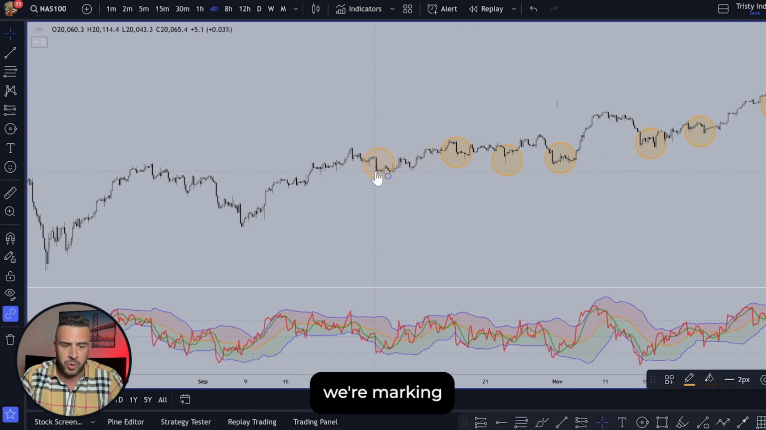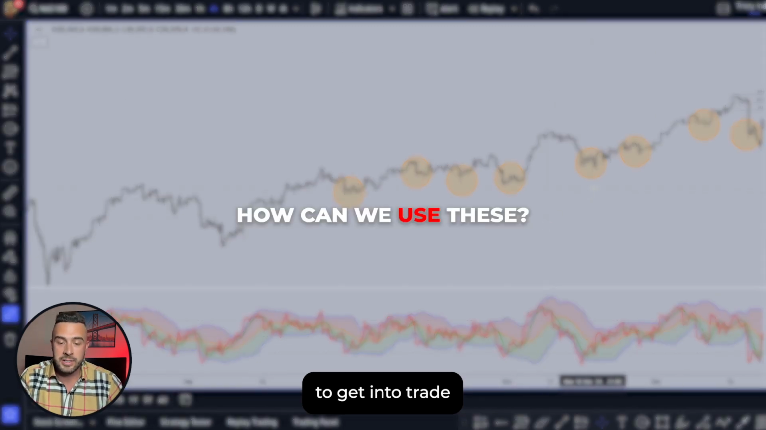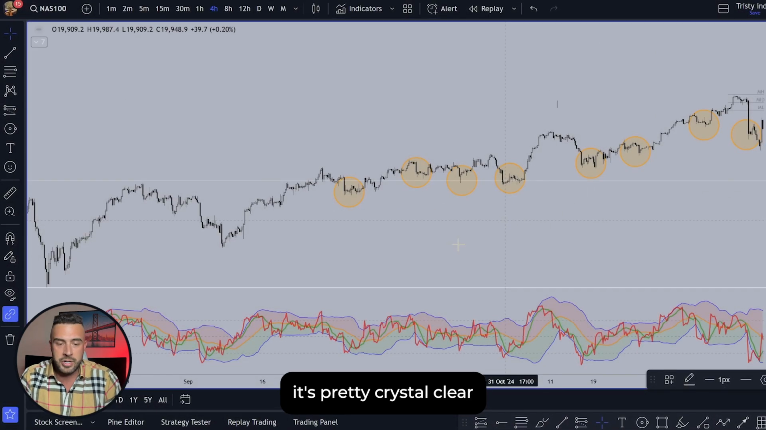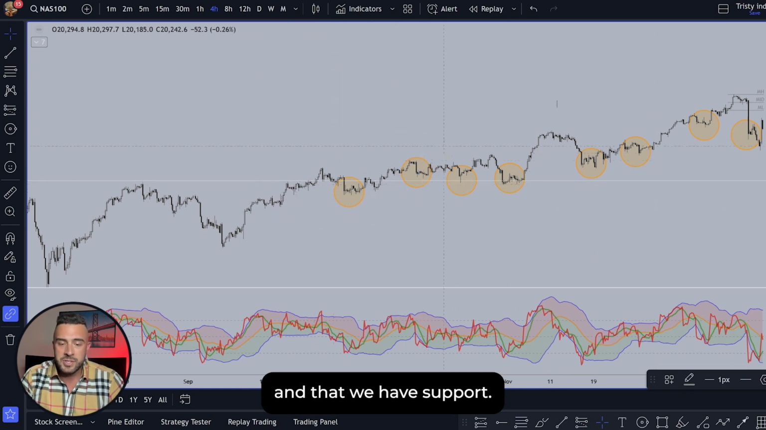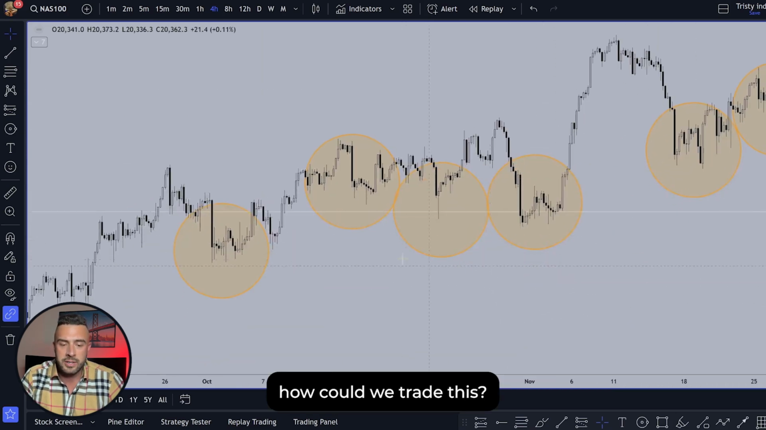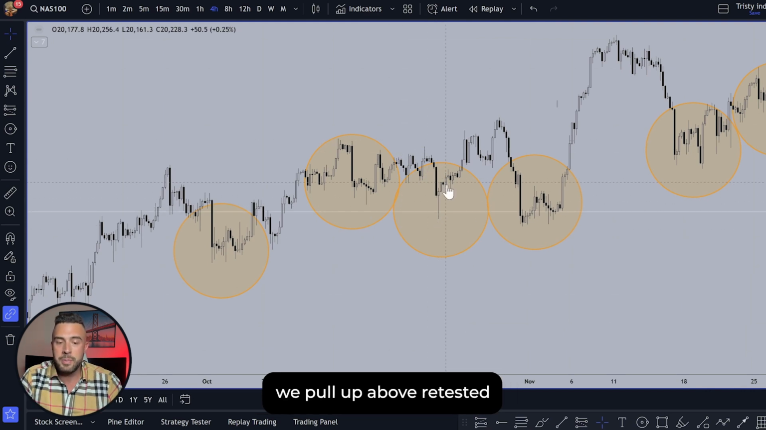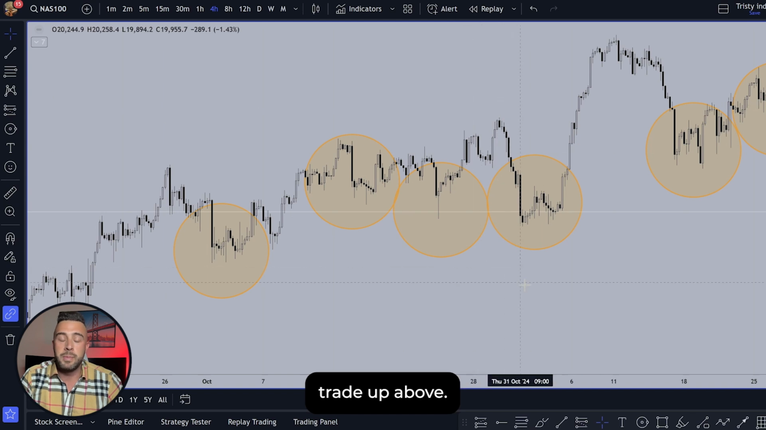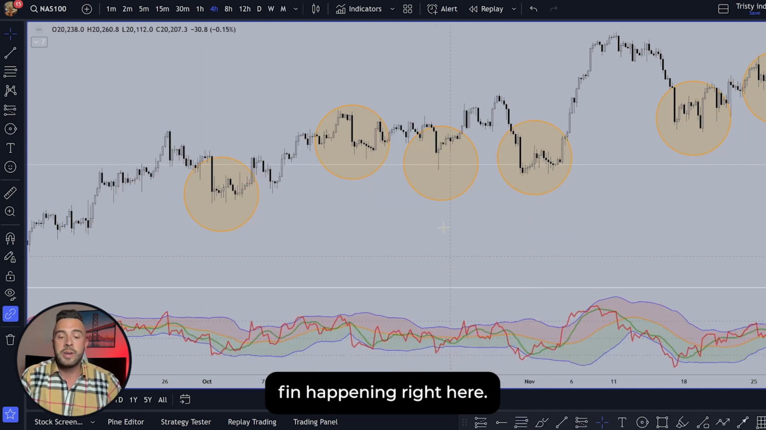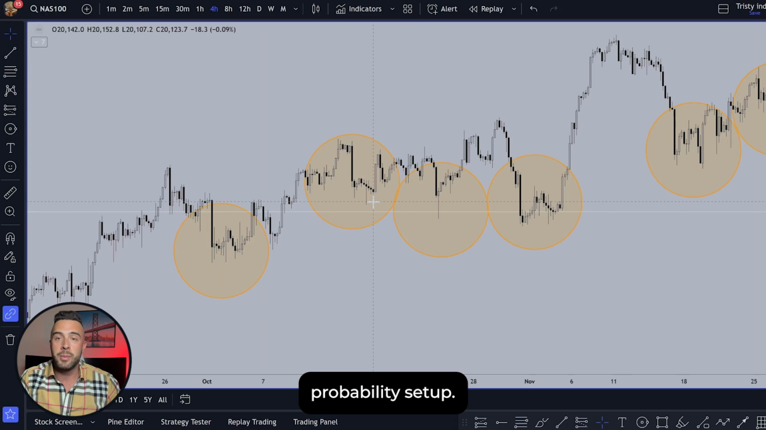So as you can see, we're marking all these out. Now let's take a closer look at some of these and see how we could use them to get into trade opportunities. For this example, it's pretty crystal clear. We have resistance right here, we break above, and then we have support here and here. If we take a closer look, how could we trade this? You can see we have this low right here. We sweep this low, pull up above, retest it, and move up. Now we couple that with this shark fin happening right here, and if we're already looking to take this trade, it's just more confluence that this is a high probability setup.